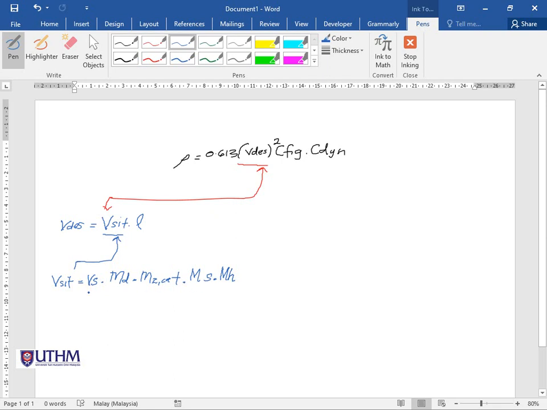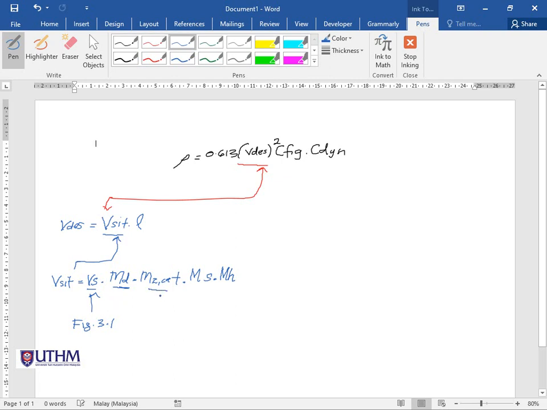So this Vs, the basic wind speed, is referred to figure 3.1, either zone 1 or zone 2. In this example, Kuala Lumpur is in zone 1, thus the Vs, the basic wind speed, is equal to 33.5. Next is the Md, the wind directional multiplier. Basically, we take it as 1.